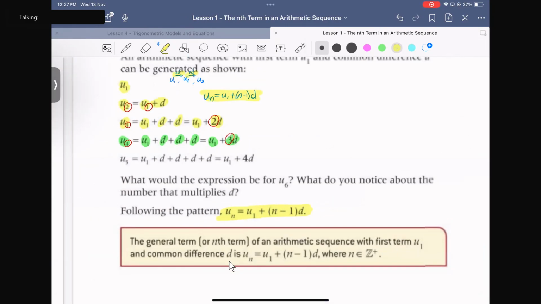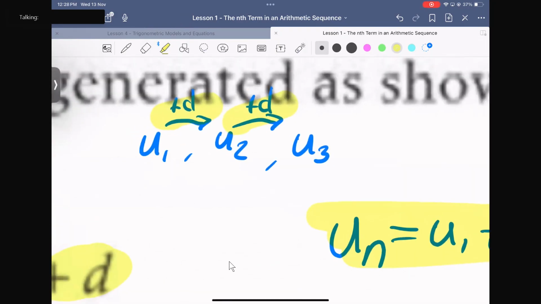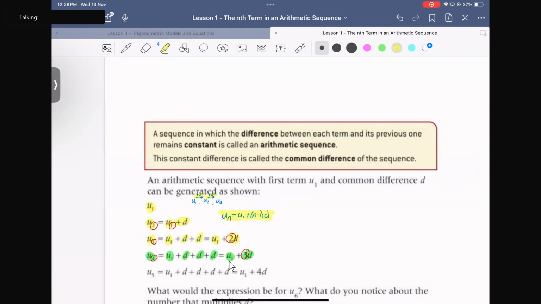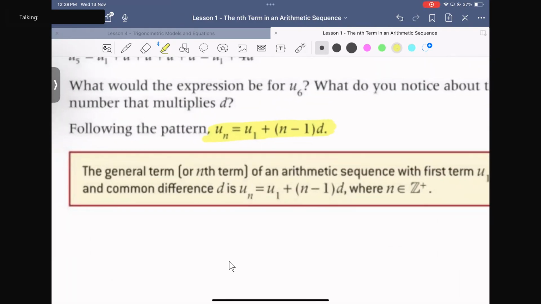To move to the third term, you need to move 2 lots of D along. You're already at the first term, which is why it's n minus 1. To get to the 10th term, you need to move 9 steps along. And this is our formula. You will find this on the formula sheet.